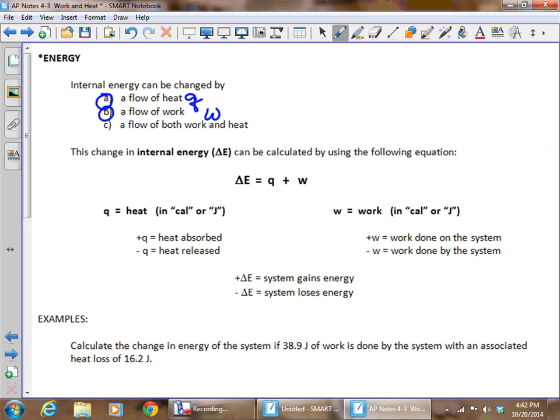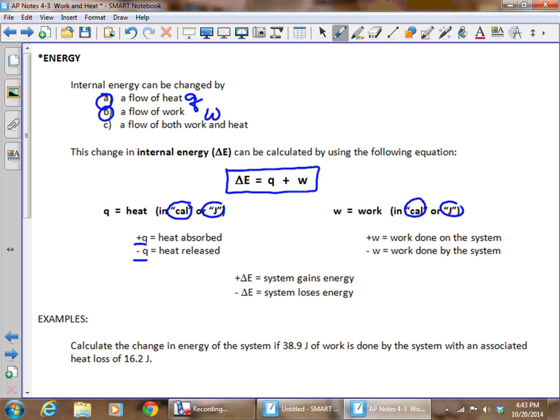So when we look at an equation for this, we can see that delta E, as it says in this equation, is equal to the combined values of both the heat and the work for that system. So if we have Q, which again is heat and is measured in either calories or joules, if we have a positive value for Q, that means heat has been absorbed, and a negative value means that it's been released. The same thing is true for work.